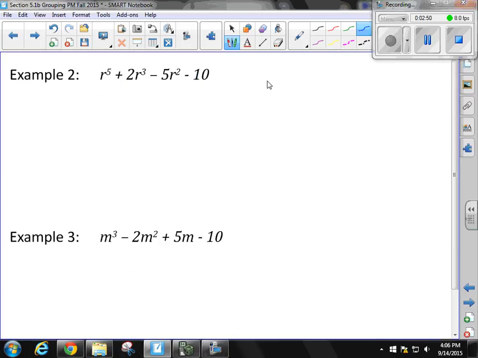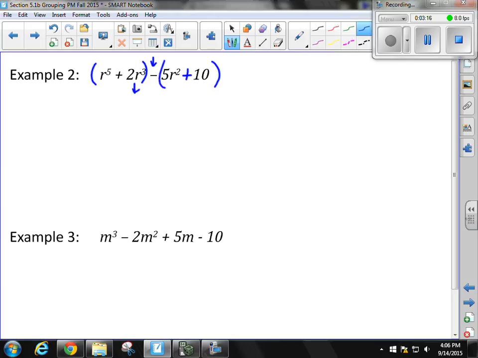In this example, we have to be really careful when we have a negative sign here. When I put parentheses around the first pair, I don't have any sign changes, but when I put parentheses around that second pair, I've changed the sign of 5r squared. I have to change the sign of 10. So now when I go back and distribute, I have exactly the original problem that I started with.